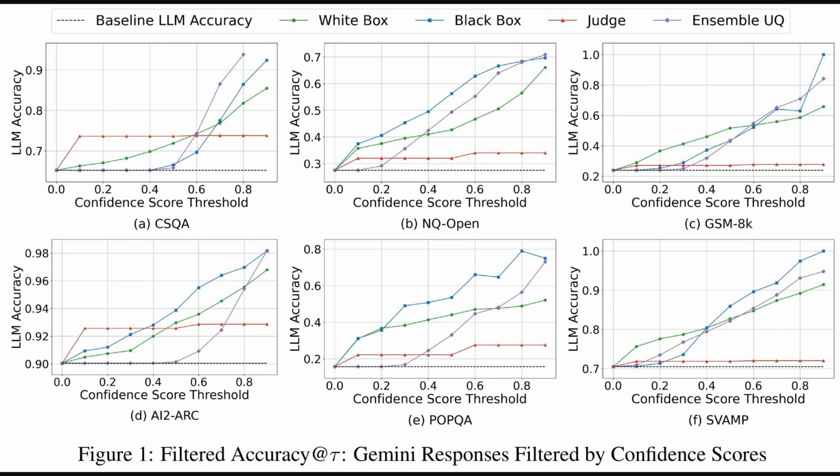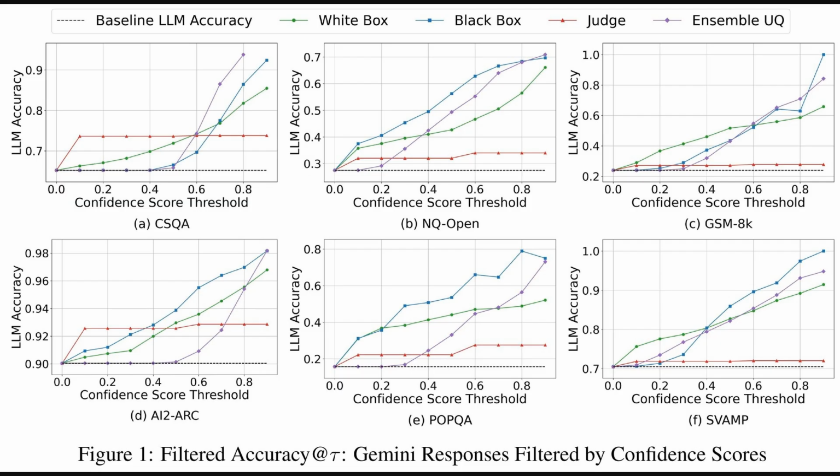Okay, so the paper presents some interesting results. Here we see the filtered accuracy for Gemini model responses across different confidence score thresholds. Filtered accuracy, in this case, means we're only looking at the accuracy of responses that the uncertainty scorer deems confident above a certain level, or threshold. The x-axis in these plots is that confidence score threshold, and the y-axis is the LLM accuracy.